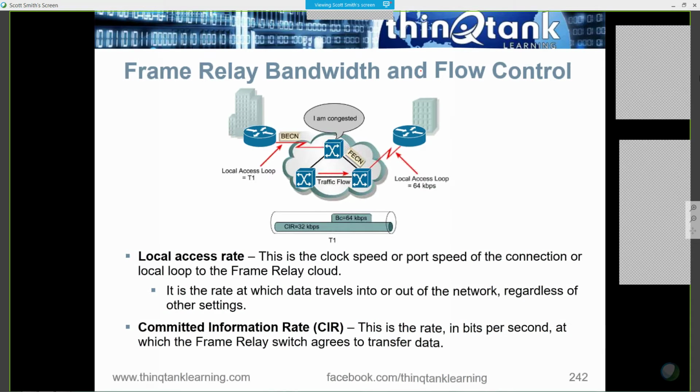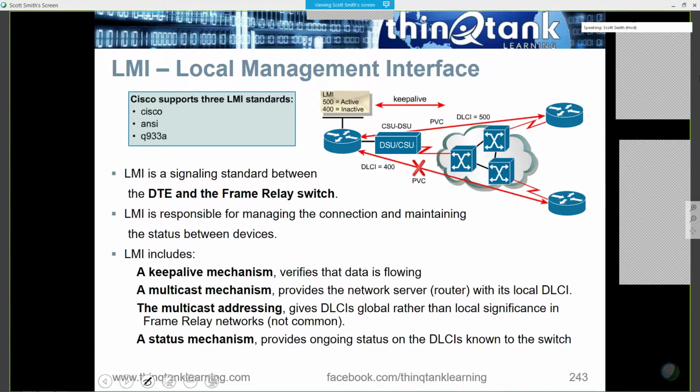Another aspect of frame relay that you guys need to know about is this thing called local management interface. It is a protocol. 3 different versions, Cisco, ANSI, and Q933A. Which one do you think Cisco uses by default? Cisco, yeah.